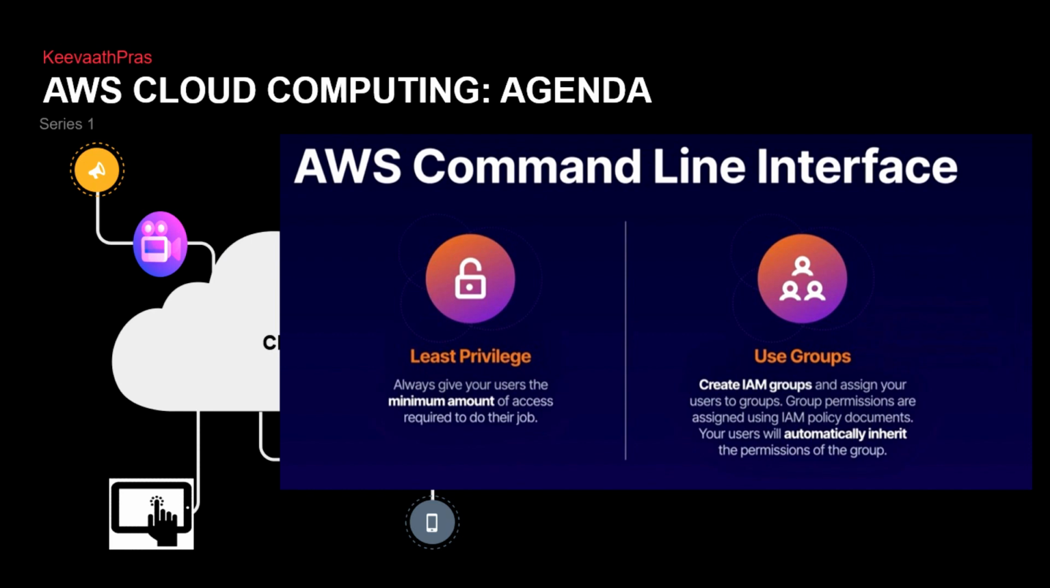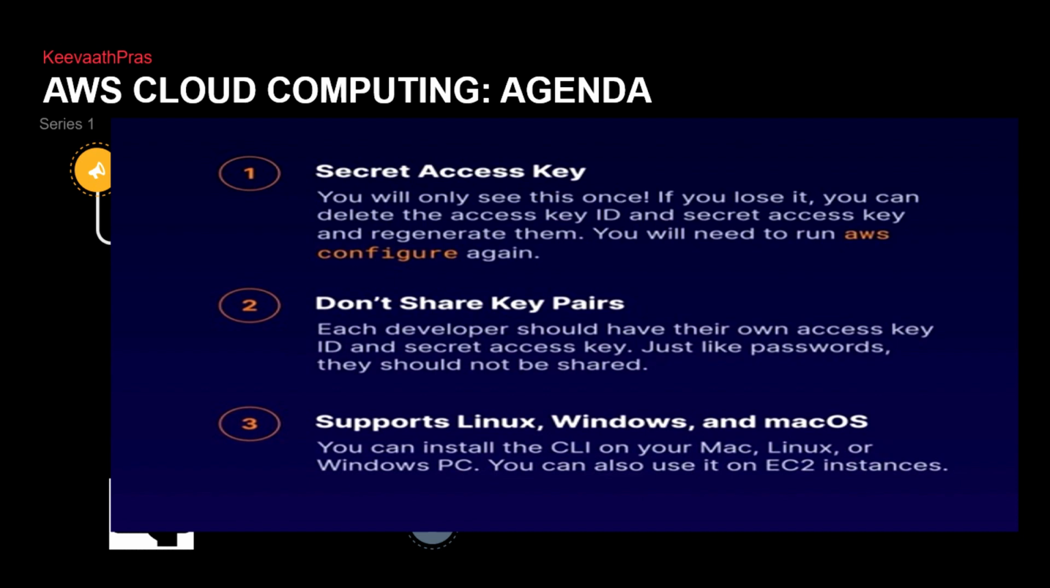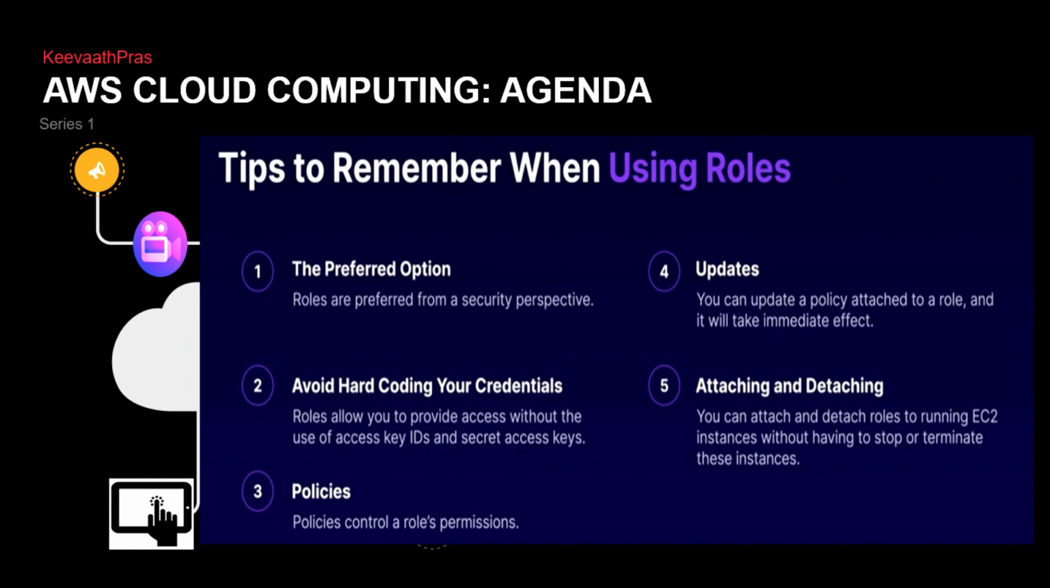Okay, so we also went into the AWS command line and we actually tried few commands. We gave the users a list privilege, and we also tried some user groups. We saw about the secret access key, and we also saw about don't share the key pairs, and we saw what all it actually supports, like Linux, Windows and Mac operating systems. So the tips to remember are the preferred options, avoiding hard coding of your credentials, the policies, the updates, attaching and detaching. While the EC2 is running, you can't totally detach. You have to stop or terminate it and then wait for 6 hours.